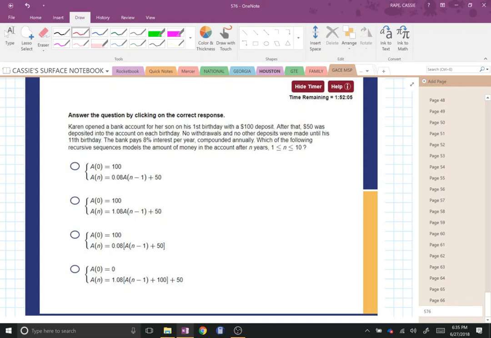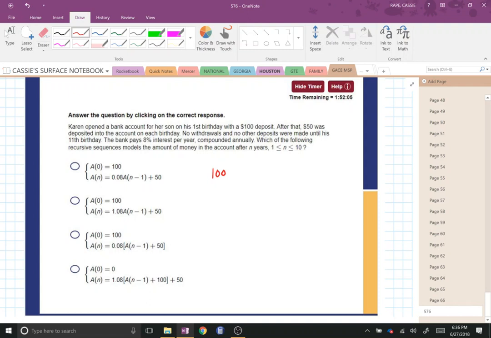So let's just talk about it for a minute. Karen opened her son an account with $100. It earns 8% interest, and that was on his first birthday. After that, $50 is deposited on each of his birthdays. No withdrawals or deposits were made until his 11th birthday.